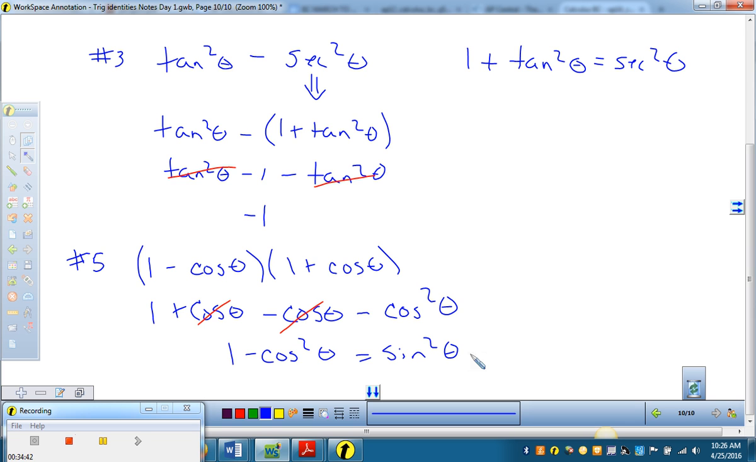So our algebra skills on the board today will be helpful. The answer is right there. Just sine squared theta. So I'll stop here. You guys do some and we'll pick up tomorrow. I'll do them on the board if you want to come up.